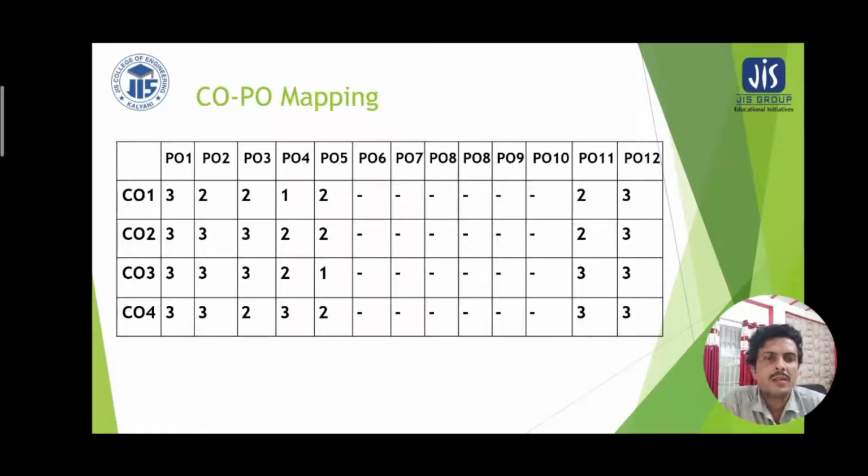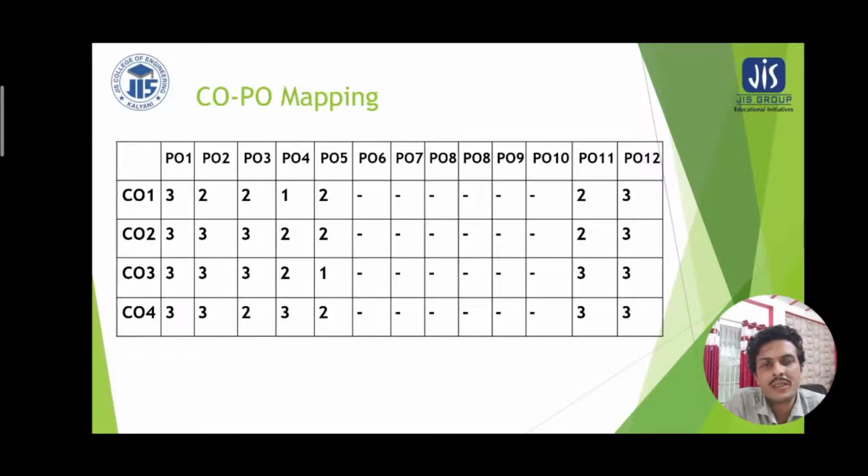Now in the course outcome and program outcome mapping, we are seeing that there are 12 program outcomes which are mapped to the course outcome statements. So here, as 4 course outcome statements exist for basic electronics engineering, they have different weightages assigned to each of the columns of program outcomes.